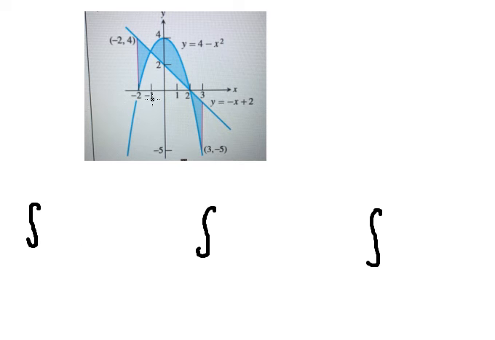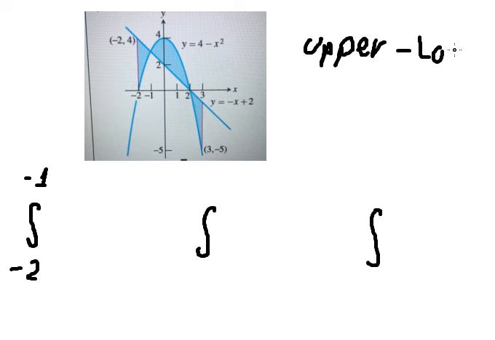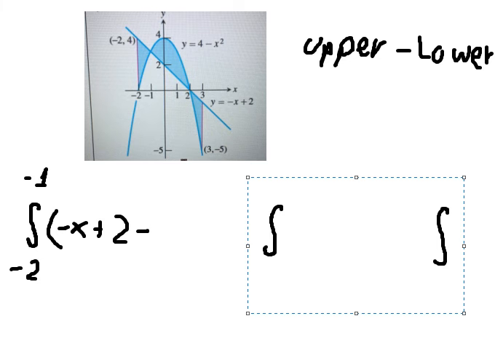From negative 2 to negative 1, we look on the graph, we see that the line is above the curve. So we need to use upper minus lower to calculate the area in here. So the upper right now is negative s plus 2, minus the lower, that's the curve in here, and I will put 4 minus s squared.